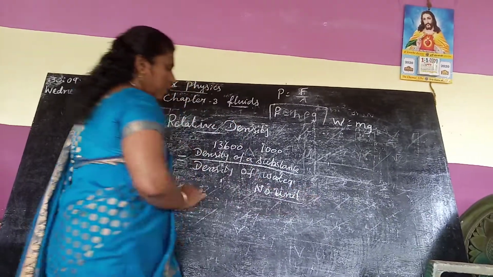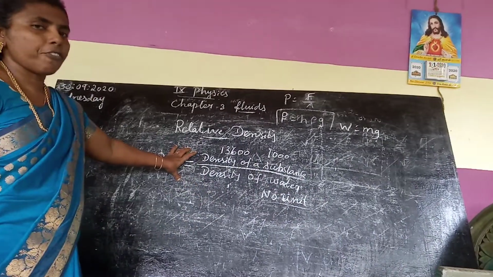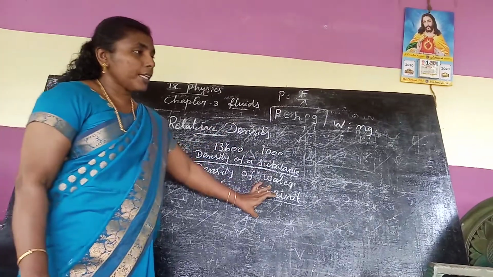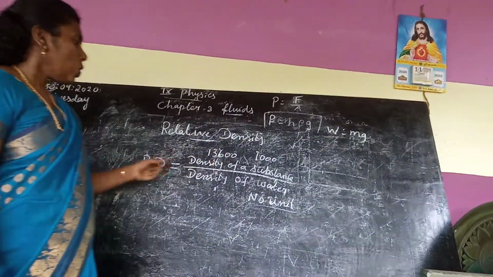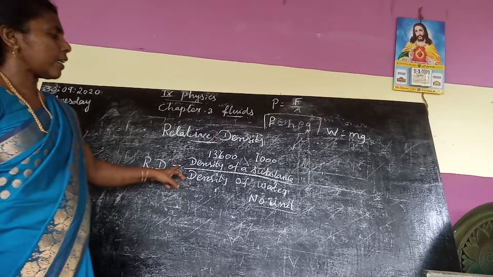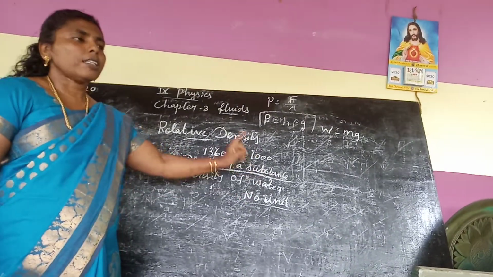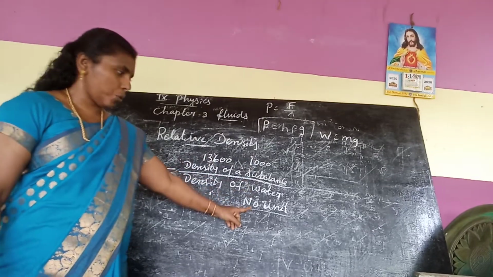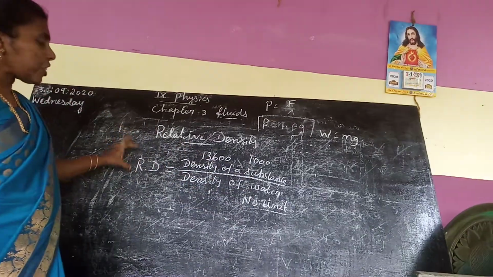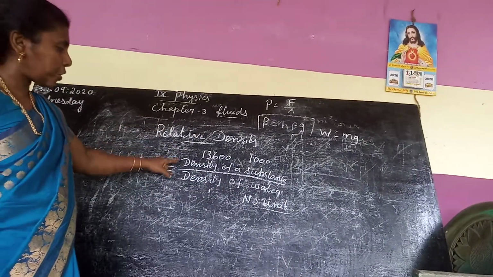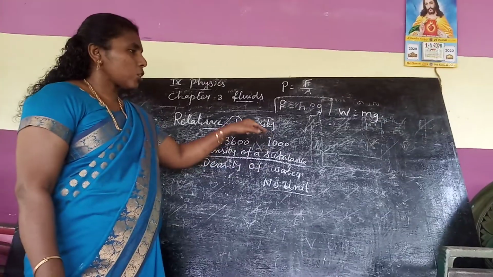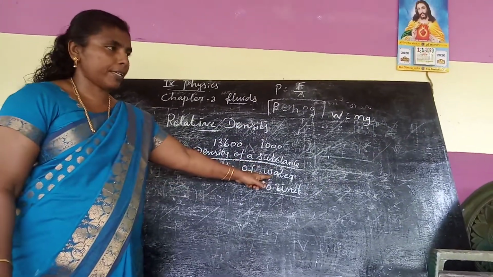Now we have learned the formula for relative density, and the unit and definition also. What is the formula? Relative density equals density of a substance divided by density of water. The unit of relative density is no unit. What is the definition? The ratio of the density of a substance to the density of water.